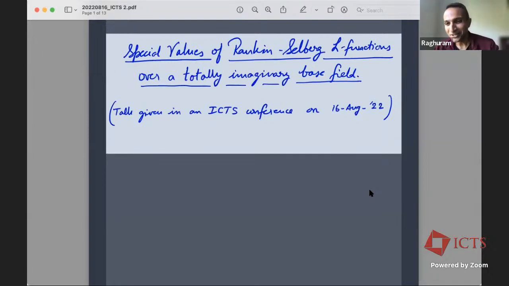What I was just saying was, I grew up in Bangalore and I speak Kannada, and it seems like I should give a talk in Kannada, but on the other hand, I think about mathematics in English. So if you don't mind, I'll just give a talk in English. Okay.